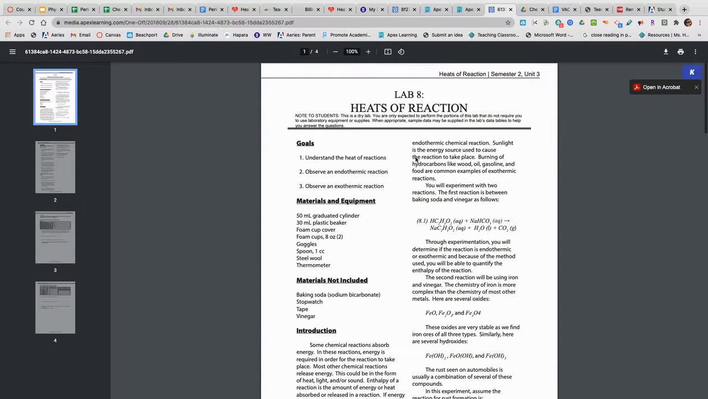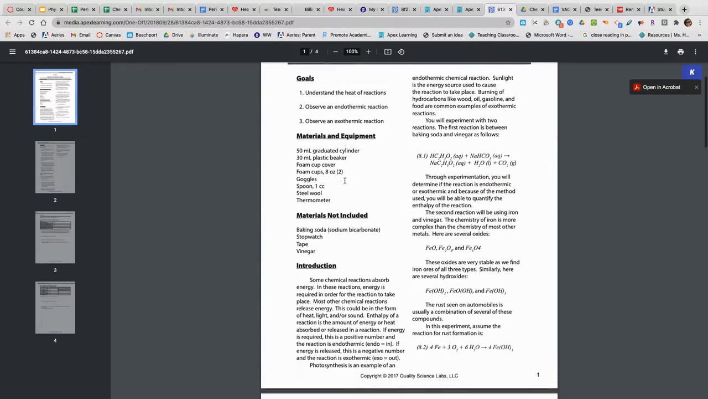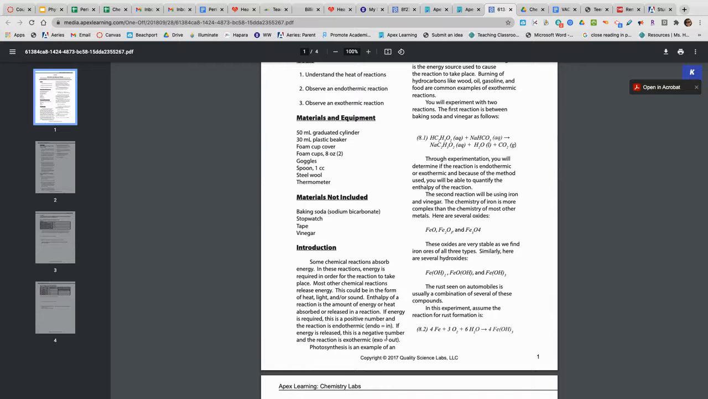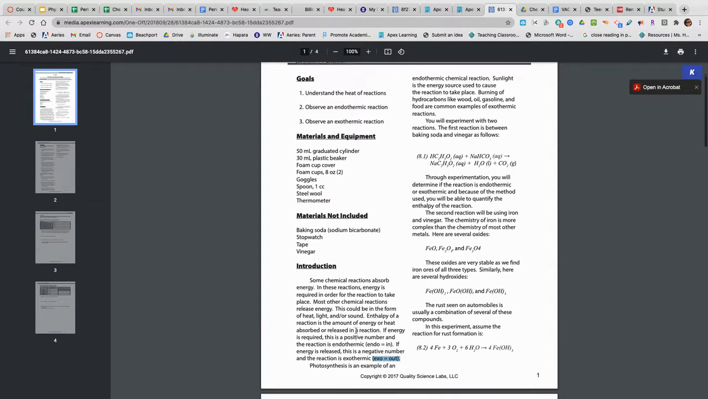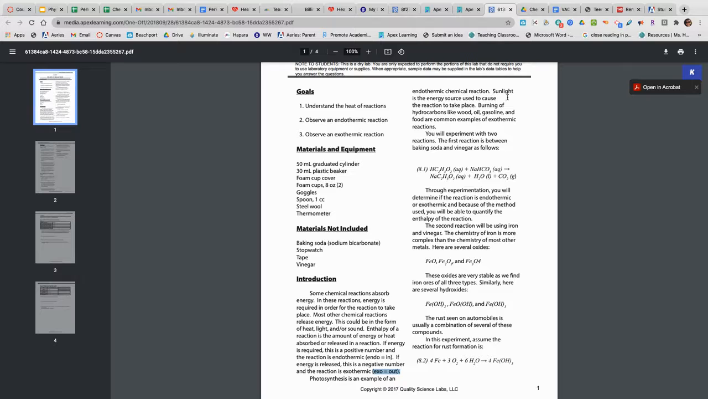Then you get to your lab itself. Okay, I will reiterate that the introduction has a lot of good information for you. It goes over some of the concepts. It talks about enthalpy. It talks about endothermic and exothermic. Please take the time to read through this material. Photosynthesis is the example they use. It's an endothermic reaction. Sunlight is absorbed. Burning of hydrocarbons like propane and wood and oil, those are exothermic reactions. Okay, they release heat energy.